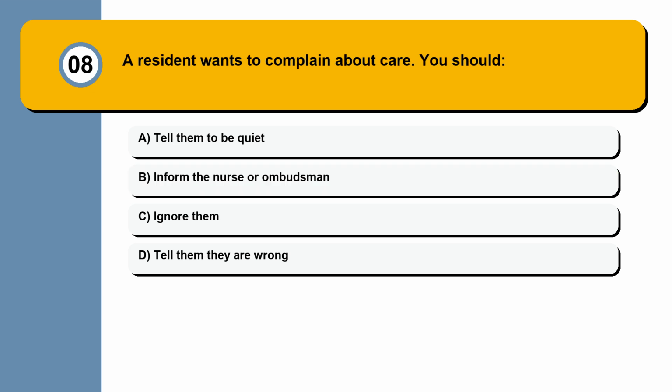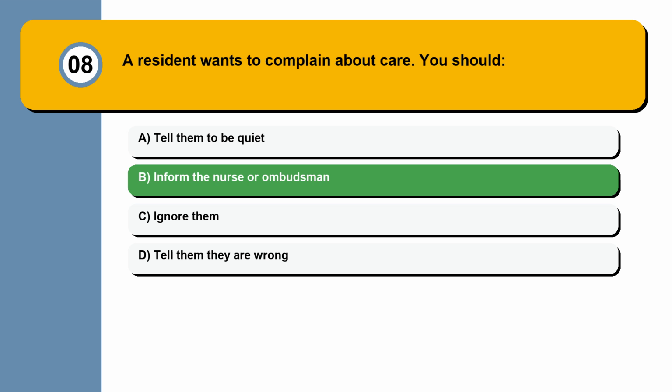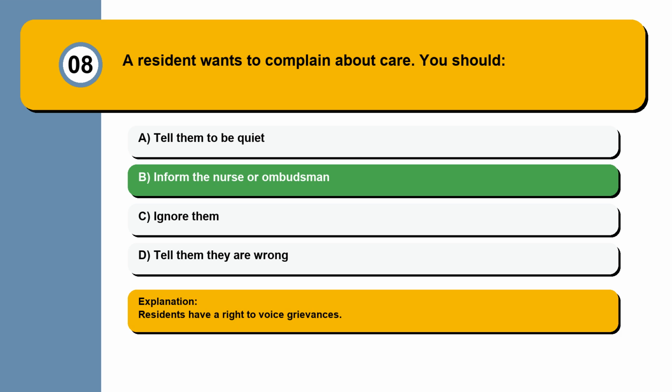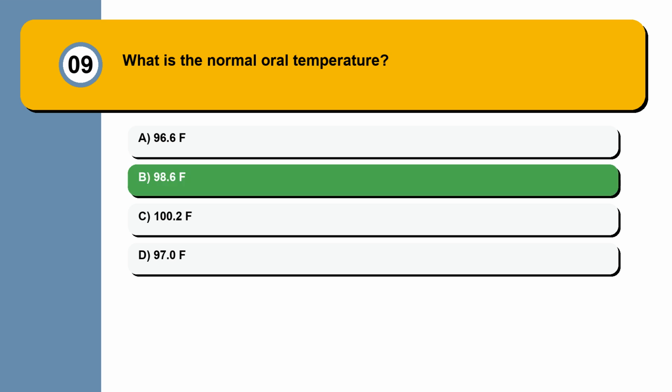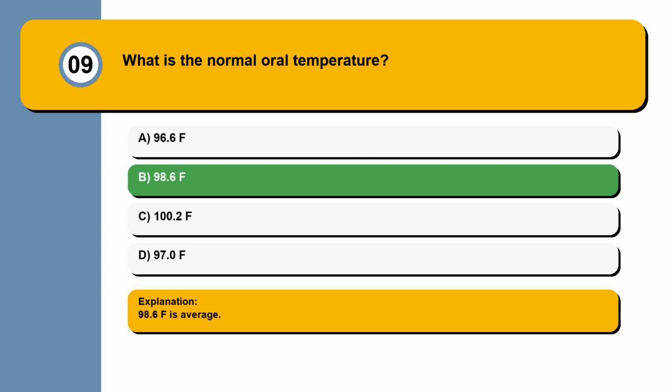Question 8. A resident wants to complain about care. You should tell them to be quiet. Inform the nurse or ombudsman. Ignore them. Tell them they are wrong. Residents have a right to voice grievances. Question 9. What is the normal oral temperature? 96.6 F, 98.6 F, 100.2 F, 97.0 F. 98.6 F is average.